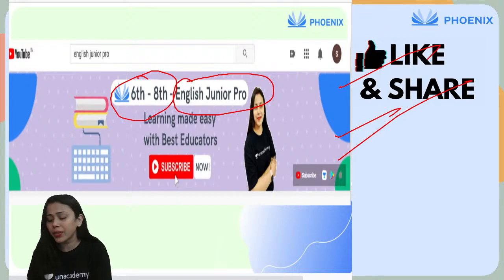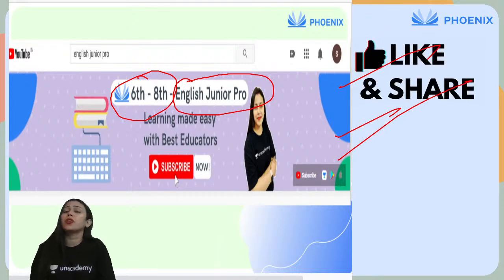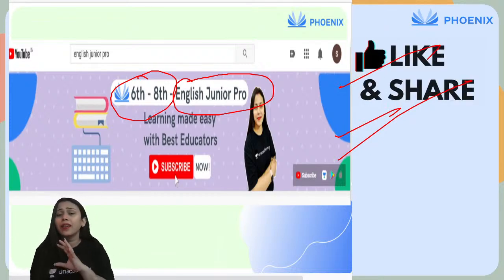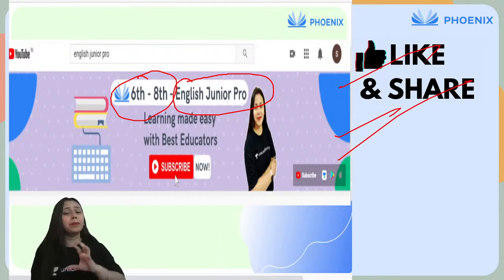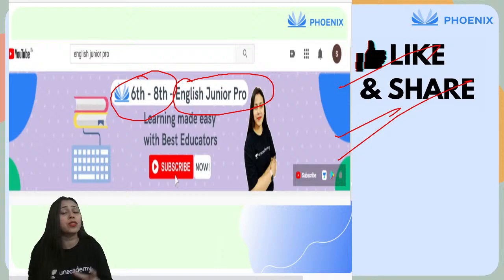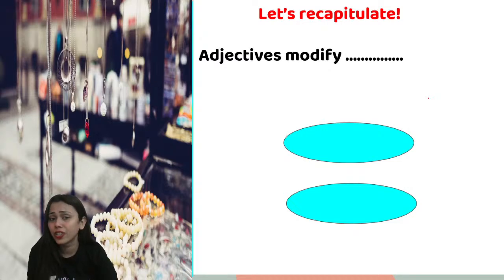Okay, now let's start with the session today. As I already announced, today it will be a revision class totally, where I'm not going to teach you anything, but I'll keep on asking questions because I have to see how well you have learned the topic. Here the recapitulation is going to start. The first question for you is: adjectives modify what? You have to answer here in the chat box.